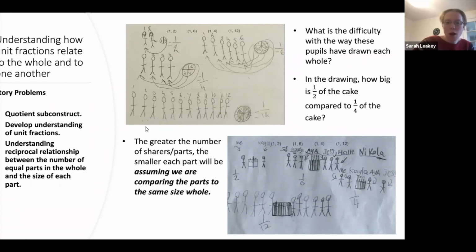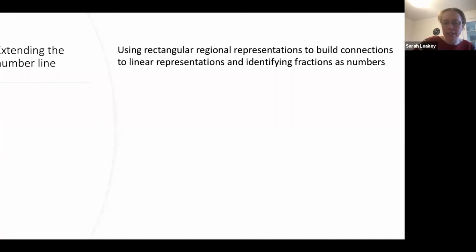Through this type of work, you can support pupils to create this sort of generalized understanding of the greater the number of sharers or parts, the smaller each part will be, assuming we're comparing the parts to the same size whole, but without just telling them that and getting them to accept it, just using numerals as opposed to actually from a point of view of understanding.